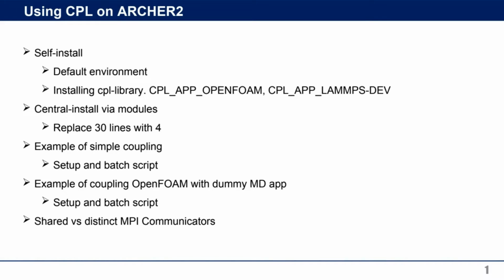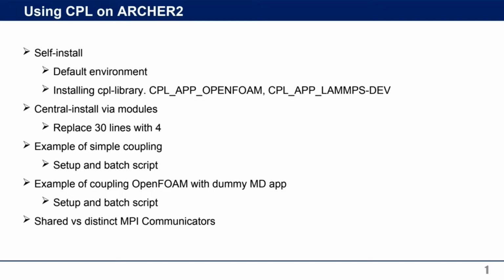So this is a very short presentation, only 10 slides. This is an overview of what I'm going to talk about. It's very brief, and I shall describe an overview of commands required to install Coupler Library onto ARCHER2, along with how to install some examples of how to couple OpenFOAM and LAMMPS. Then I'll go on to describe how we can replace this 30 lines with just 4 lines by using the ARCHER2 module system to access a centrally installed version.